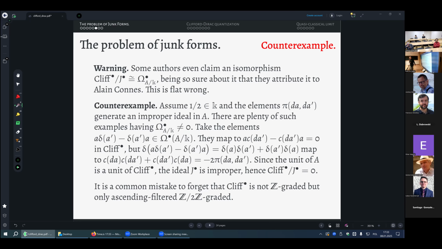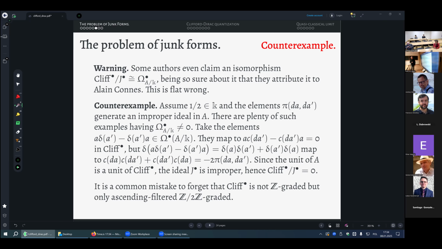I should warn you that in some literature, mostly produced by some mathematical physicists, some authors claim an isomorphism between this quotient algebra and the algebra of differential forms. Some of them are so sure about the truthfulness of this hypothesis that they attribute it to Connes, who, up to my knowledge, never said this. But it is wrong.